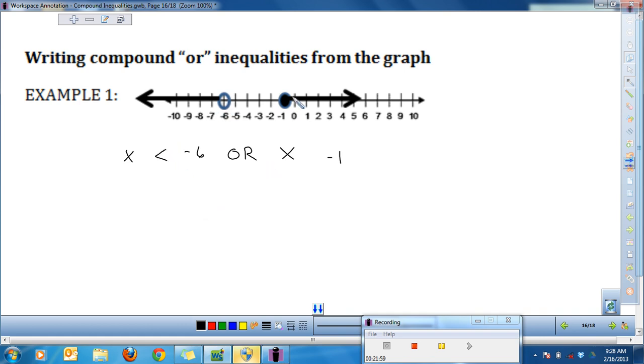This one's going in the greater than direction, and there is a filled in dot, so I know it's going to be greater than or equal to. You do not need to write this as a compound inequality. For OR statements, there's only one way to write it, and this is it.